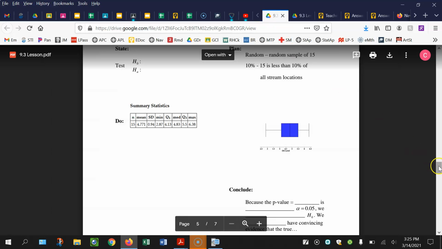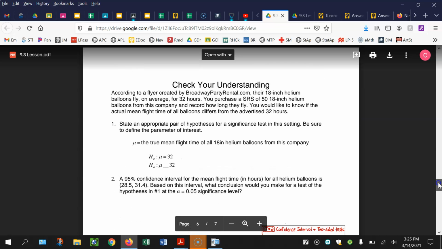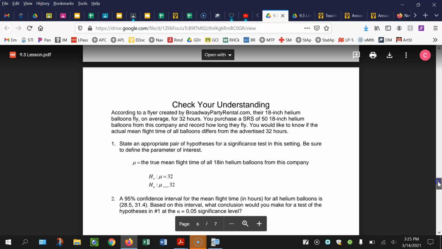All right, moving on to page 6. Okay. So let's take a look at this together. Check your understanding. According to a flyer created by BroadwayPartyRental.com, their 18-inch helium balloons fly on average for 32 hours. You purchase a simple random sample of 50 18-inch helium balloons from their company and record how long they fly. You would like to know if the actual mean flight time of all balloons differs from the advertised 32 hours.